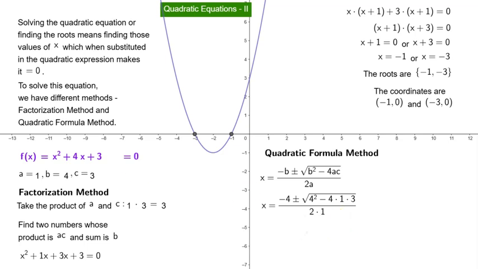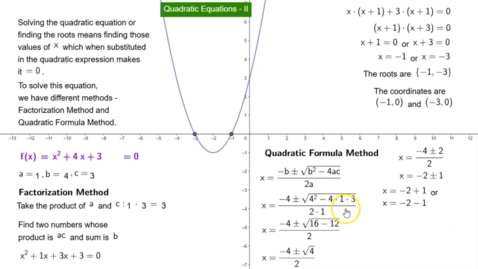Now simplifying this, we get minus 4 plus or minus square root of 16 minus 12, divided by 2. Further simplification, minus 4 plus or minus square root of 4, by 2, and taking the square root, we get x equal to minus 4 plus or minus 2 by 2. 2 is common to both of them, so we can take 2 out and that cancels out with the denominator. So we are left with minus 2 plus or minus 1, which means x is equal to minus 2 plus 1 or x equal to minus 2 minus 1.